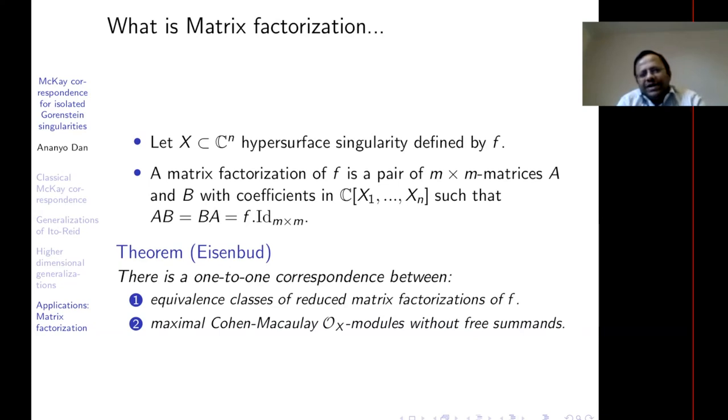In particular, it becomes more interesting because of this result of Eisenbud, which says that there is a one-to-one correspondence between the equivalence classes of reduced matrix factorizations of f, reduced is slightly technical and I don't want to give the definition, and maximal Cohen-Macaulay modules on X without free summands. So you want to get a bijection between these two sets.